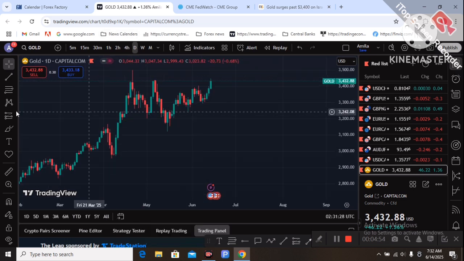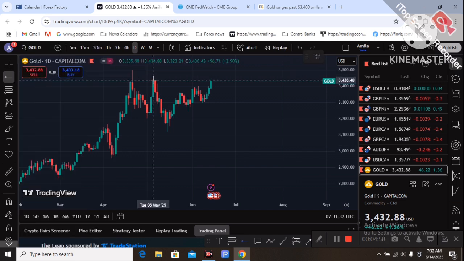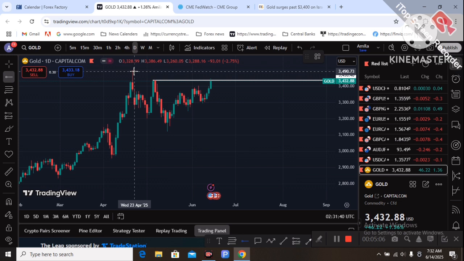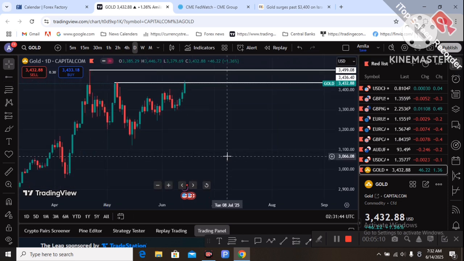So this is the daily chart of gold. You can see these levels. So technically this is the resistance level. This is the 3440 level. Price is at this resistance. The daily resistance is an important level. 3500 is the next resistance level.